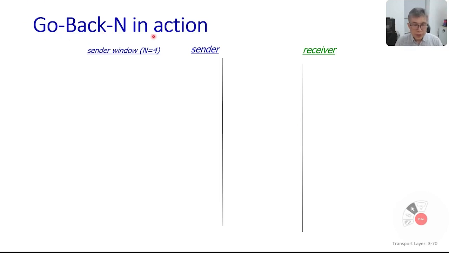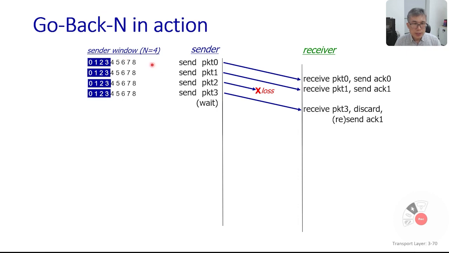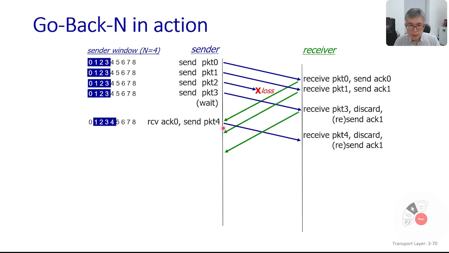Go-Back-N in action: the sender sends packets from 0 through 3, because the sender window size N is equal to 4. So four packets are transmitted. However, packet 2 is lost in flight, and the receiver just receives packet 0 and sends acknowledge 0, packet 1 received and acknowledge 1. Packet 3 is received but discarded because the expected packet is 2, right?